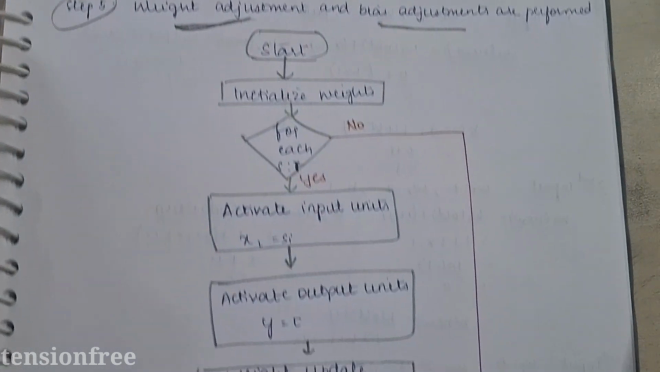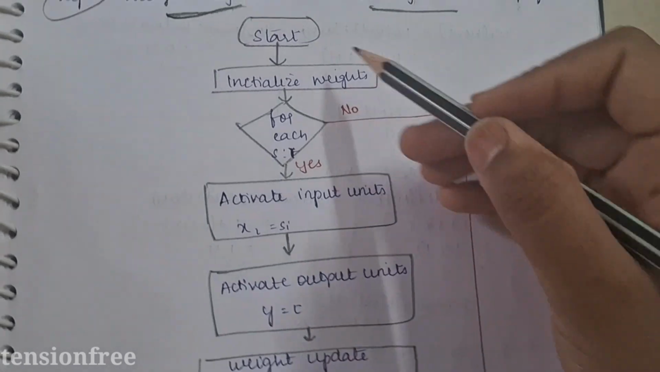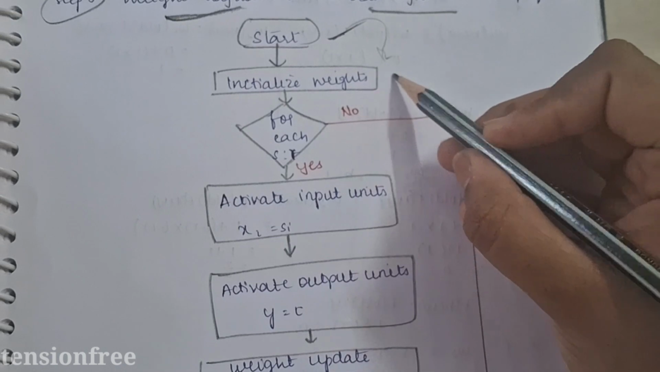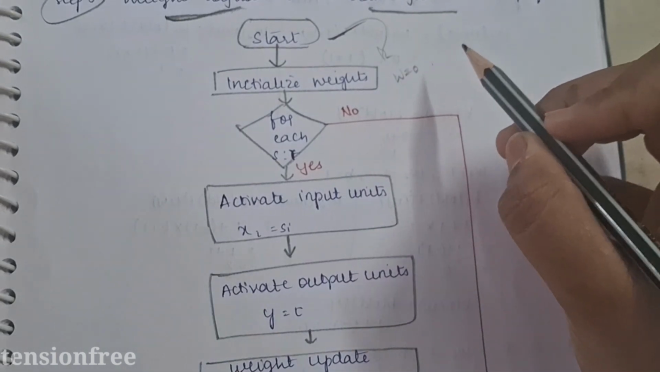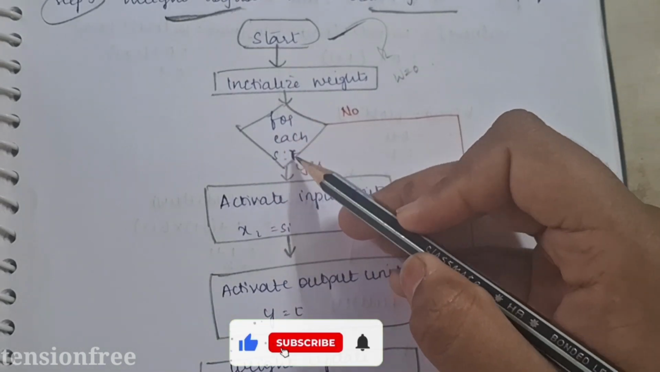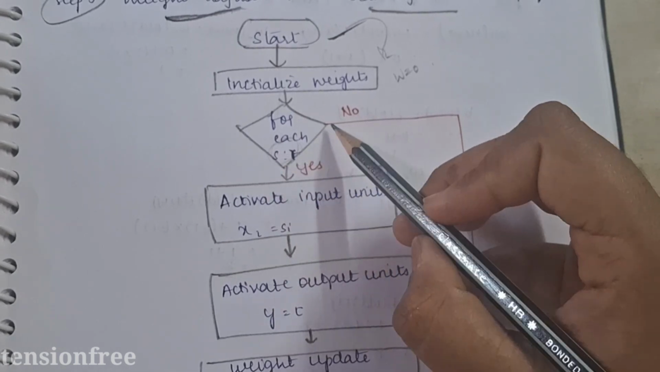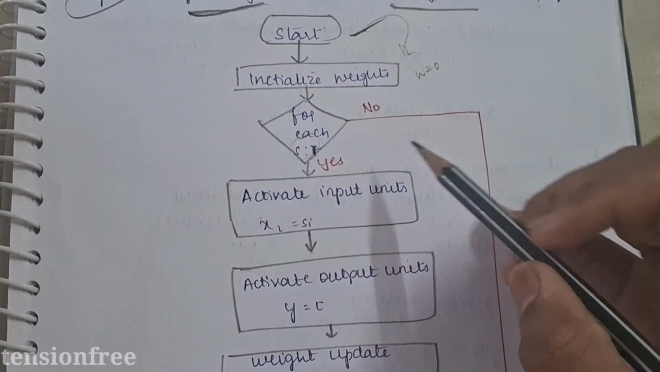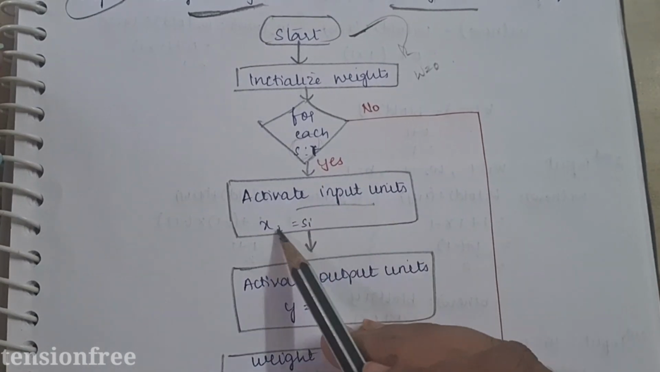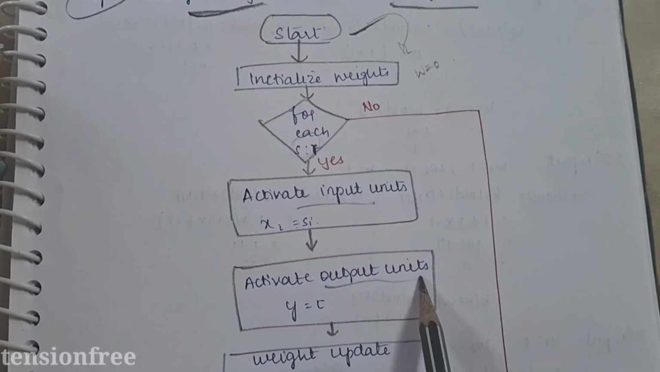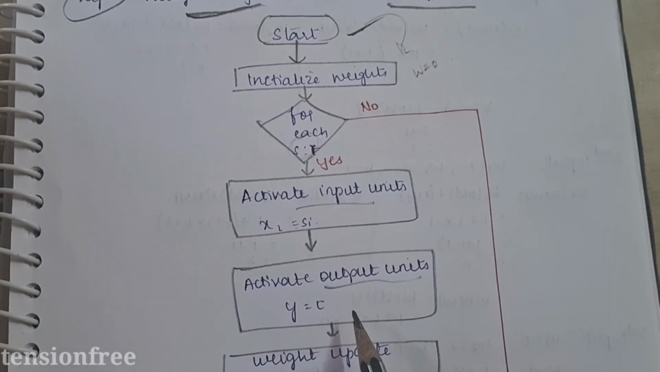Coming to the flow diagram, look at that. First we start, then we initialize the weights, that is weight equals 0. We do that for each s:t pair. If this condition is false, then we stop the process. If this condition is yes, then we activate the input unit, that is xi equals si. Then we also activate the output unit, that is y equals t.